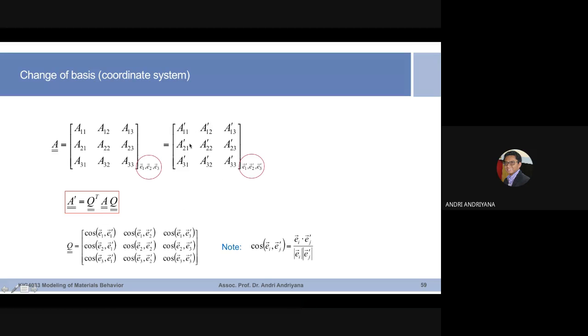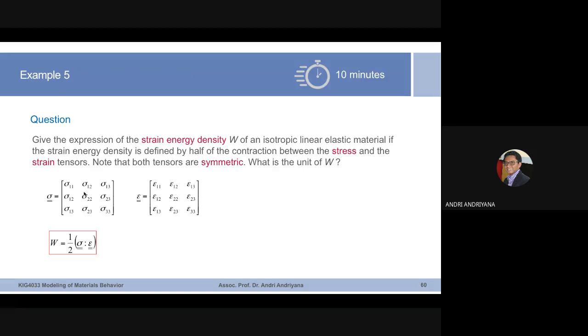So we can get the new components of a tensor A from the information of the old components. Exactly the same with slightly different equations because it involves a second-order tensor. Now I will stop at this example for 10 minutes, to give you a chance.